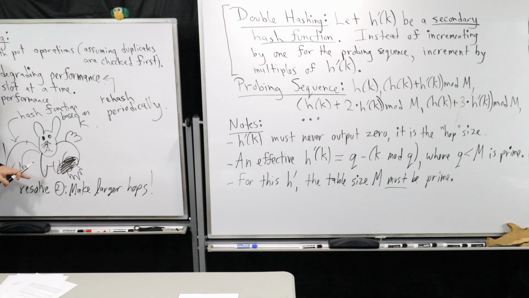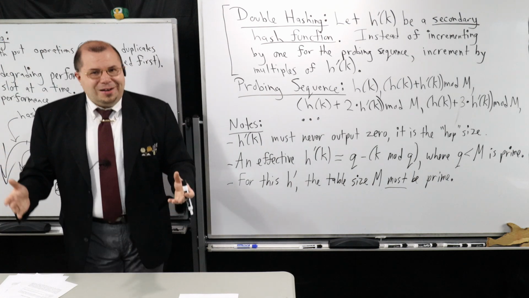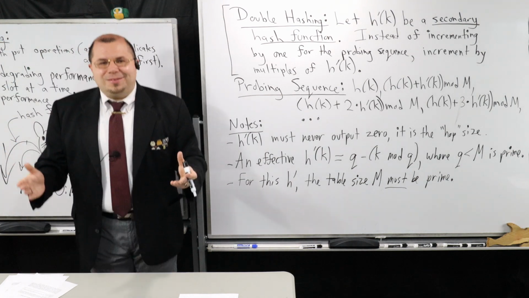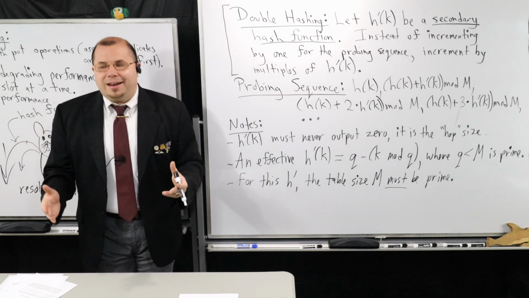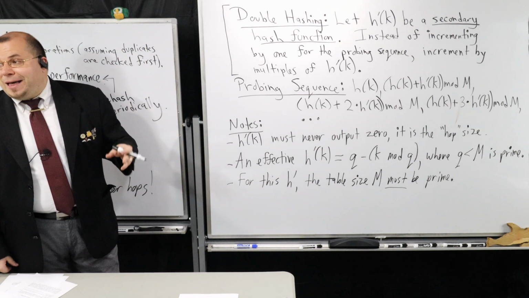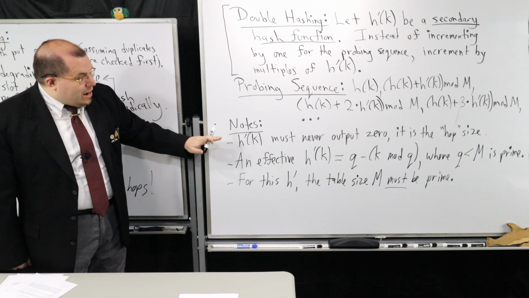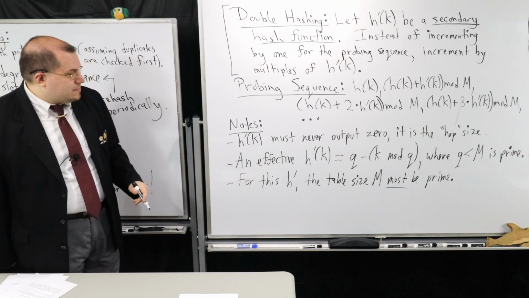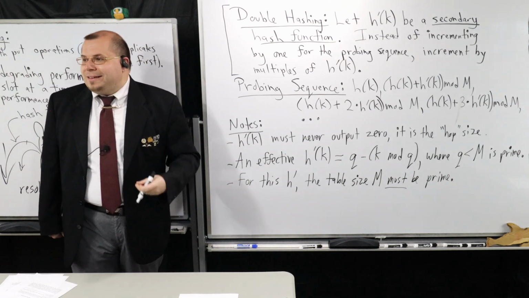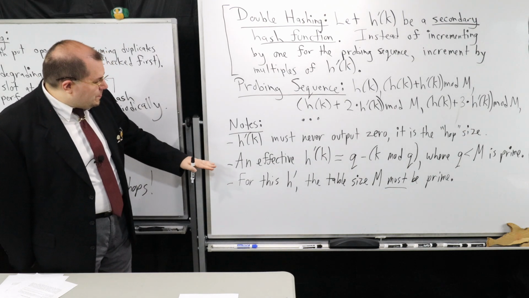Exactly, exactly. So our bunny, instead of hopping to another slot, is just going to be hopping like this. It'll just hop in the same spot over and over and over again. So that's why we need to make sure that it never outputs 0, because it dictates the size of the hop.